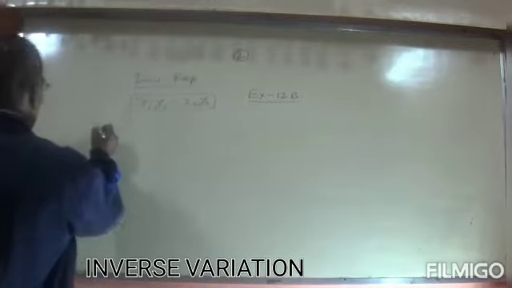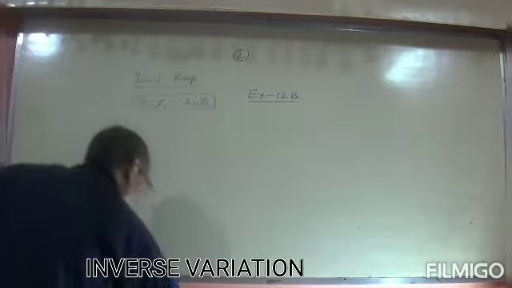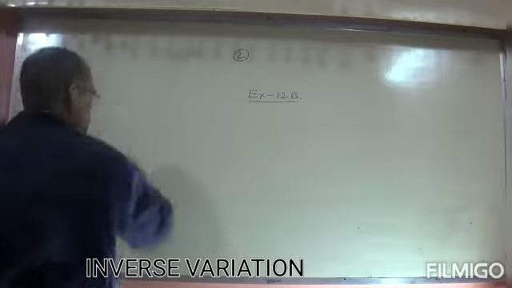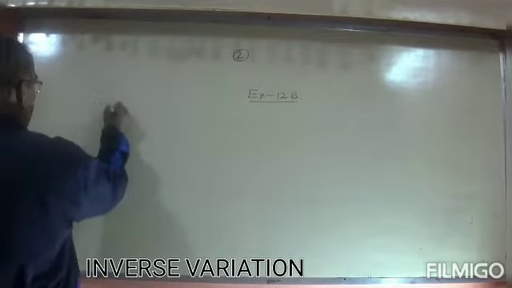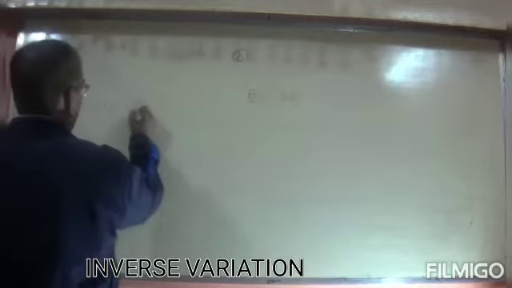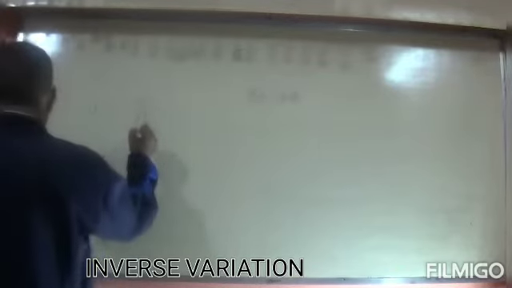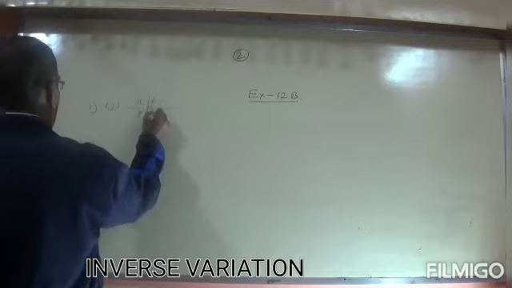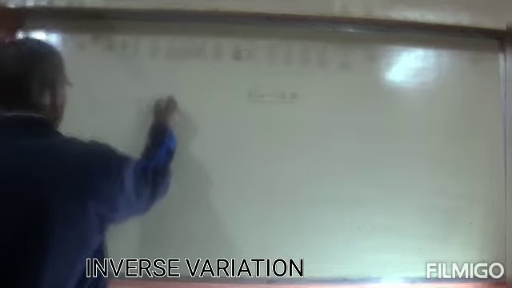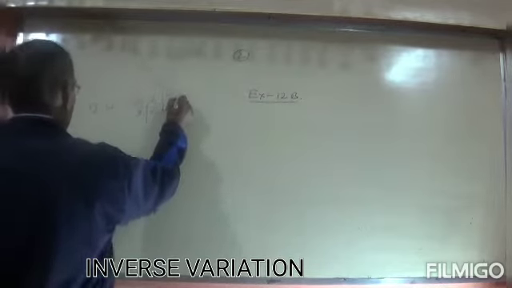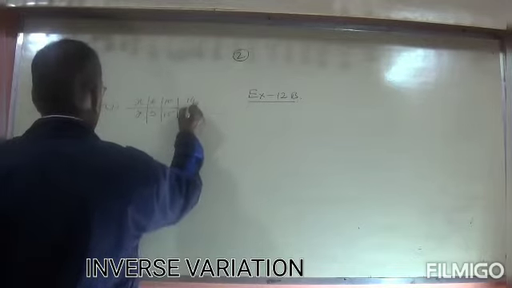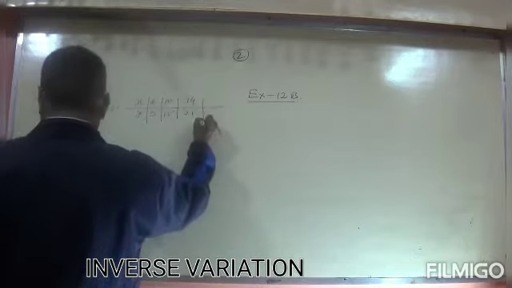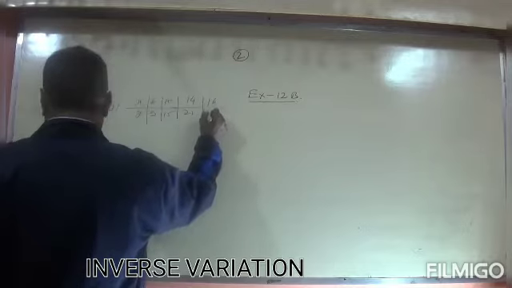Question number 1, first one, x and y. X is given as 6, corresponding value of y is 9. X is 10, corresponding value of y is 15. X is 14, corresponding value is 21. And 16, corresponding value is 24.